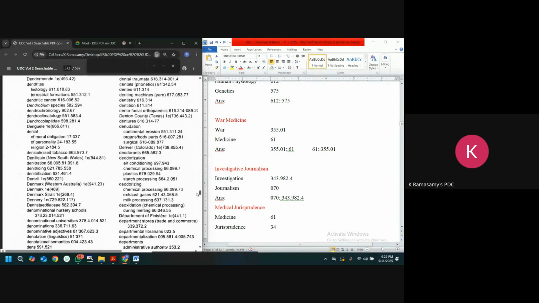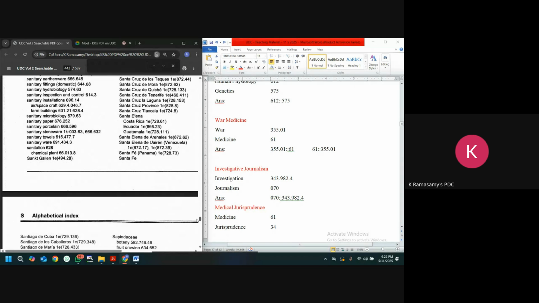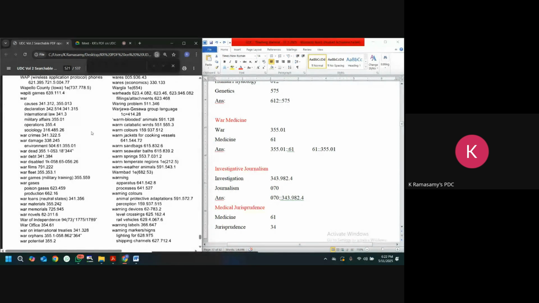Very simple for me. Let me go to W. WAR. You can see war: causes, declaration, international law, military affairs. I go for this, military affairs. War means military affairs. So what's the number for war? 355.01. I have taken the number. What is the number of medicine? You know already, 61.